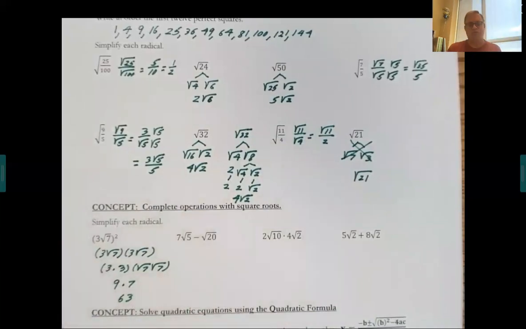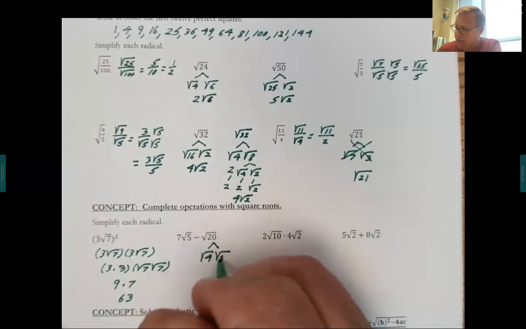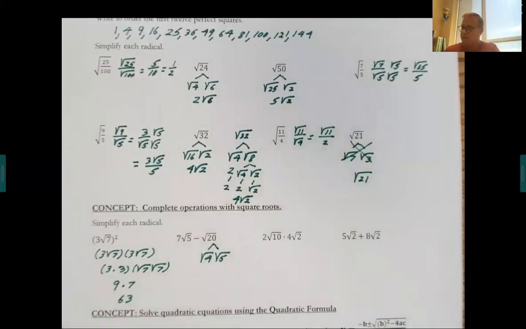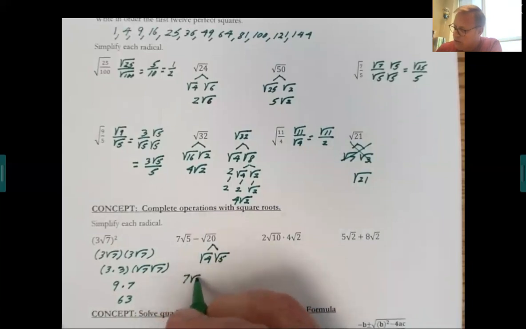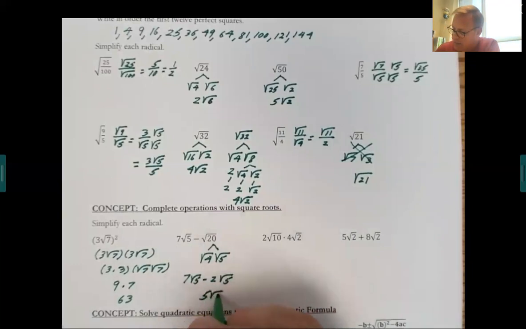Second one, 7 square root of 5 minus the square root of 20. You look at that and go, you cannot subtract those because they are different inside the radical. But guess what? Yes, you can, because the square root of 20 breaks down into 4 and 5. You've already done this. So this is 7 square root of 5 minus the square root of 4 becomes 2, 2 square root of 5, and 7 minus 2, take 2 away. There's your 5 square root of 5.